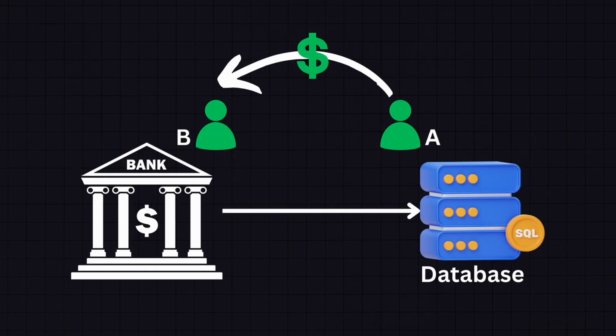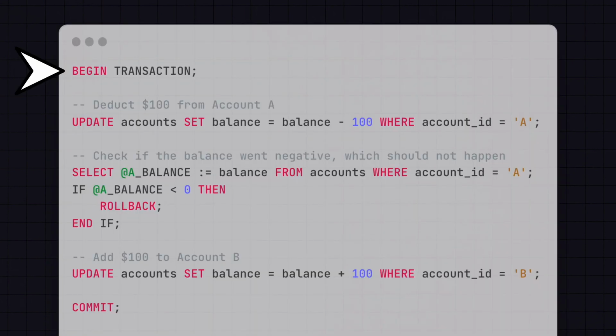In our example, where we need to transfer, let's say, $100 from account A to account B, will involve two steps: deducting the amount from account A and adding it to account B. And both steps need to be completed for the transaction to be successful. Here is how the SQL transaction would look. We start by doing begin transaction to ensure the following operations are part of a single atomic process.